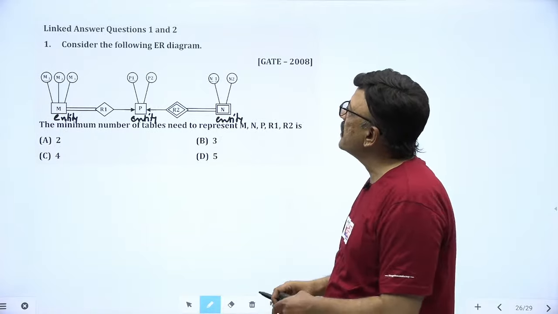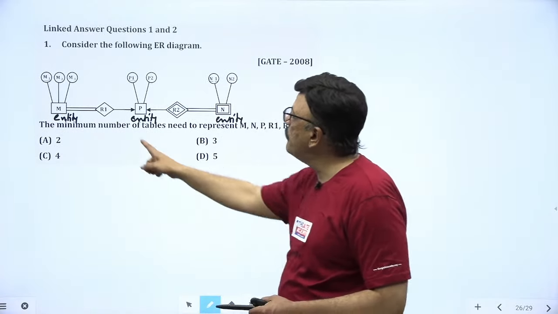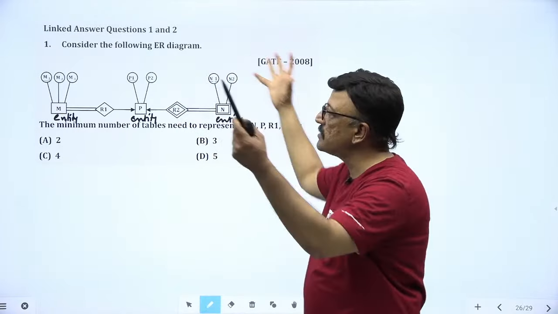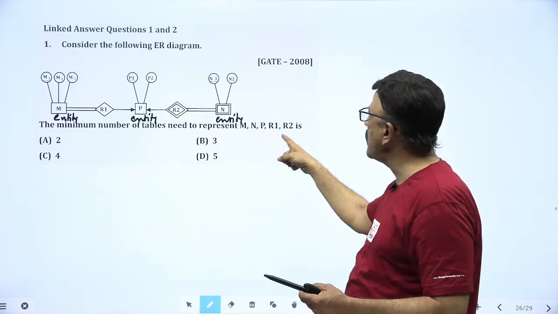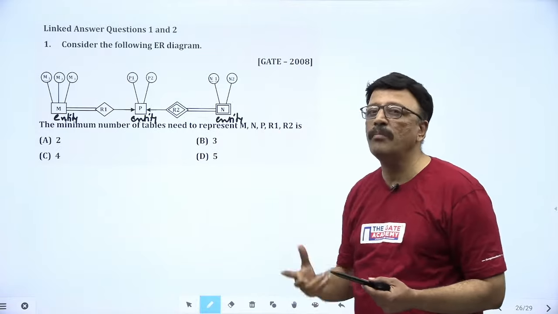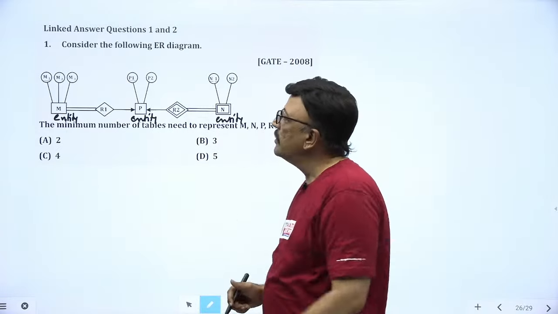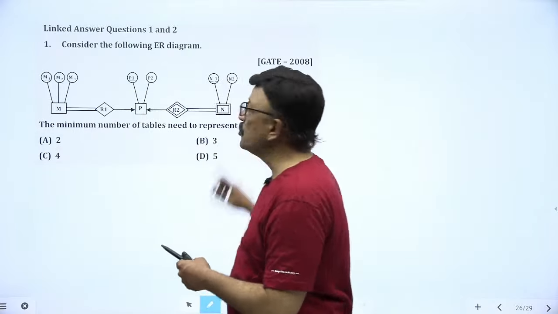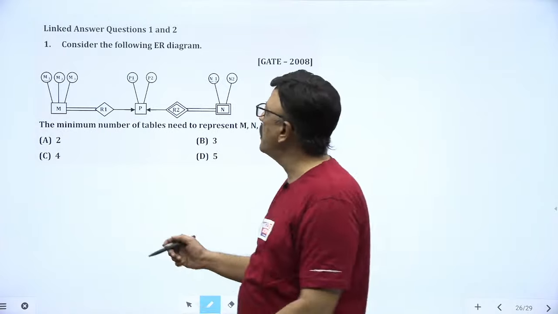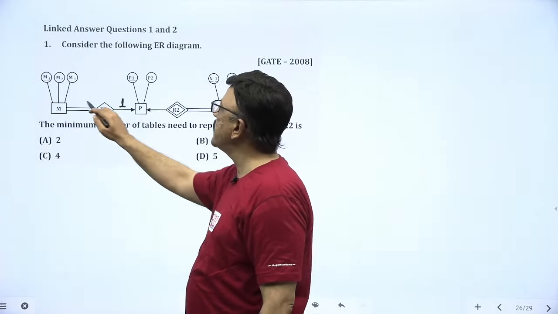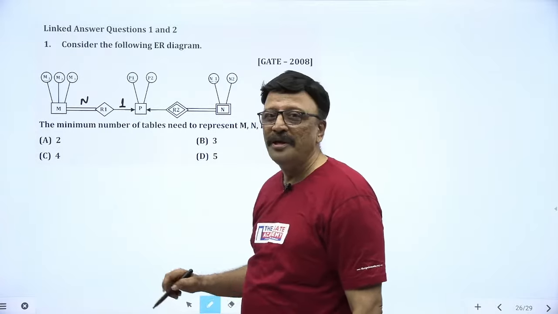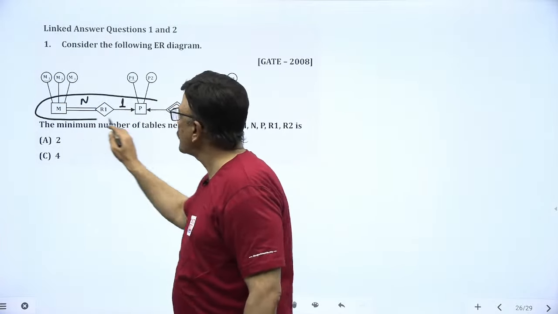What they are asking: consider this ER diagram, the minimum number of tables needed to represent all this. M, N, P, R1, R2. What are the minimum number of tables? Well, if you actually solve this using our rules, it's very simple. By the way, do you understand this is one side, this is many side? Because this is an arrow.